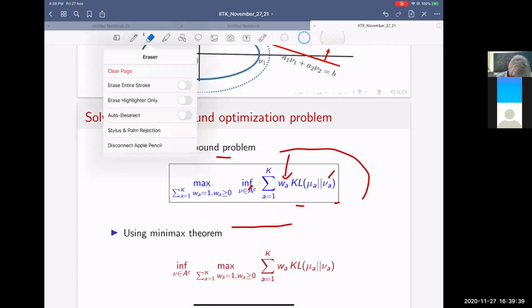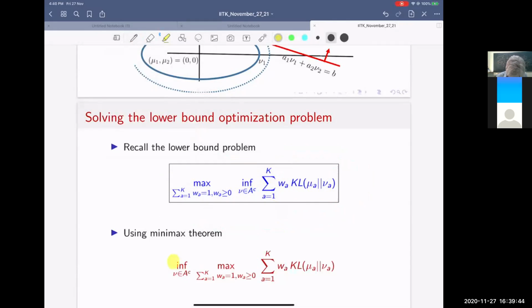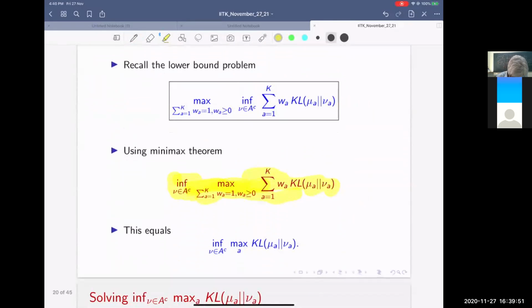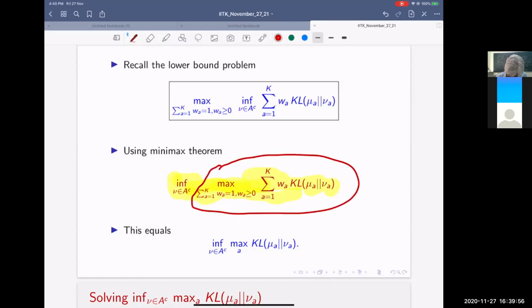So suppose I do this, then I get this problem, right? I've just interchanged the operations max and min. And now, you can see that this is easily solved, right? This is just linear in W. So basically, at any nu in A complement, I look at the maximum of the Kullback-Leibler distances over the arms, and I want to minimize that. That's how I solve this problem. So let's see what that means.